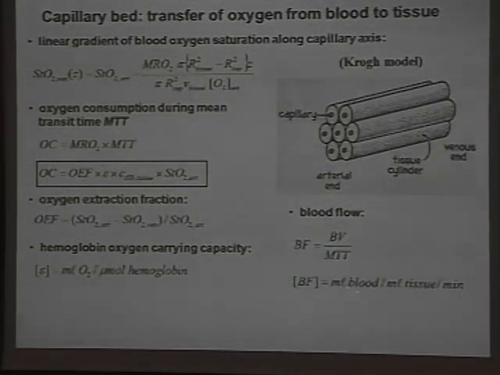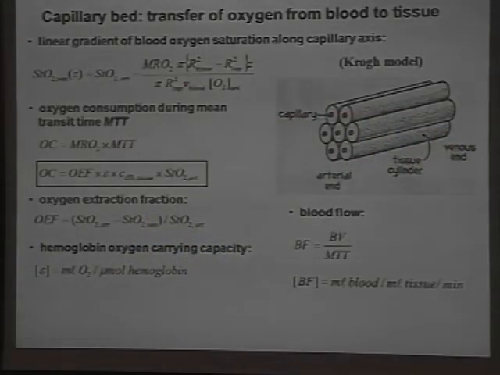Blood flow is given in milliliter blood per milliliter tissue per minute by the blood volume, which we measure by the total hemoglobin concentration in tissue, and the mean transit time the blood takes to perfuse through the tissue. We don't know the mean transit time either, but what we can do is essentially determine the oxygen consumption in the tissue during the mean transit time, that's given just by the metabolic rate of oxygen times the mean transit time.